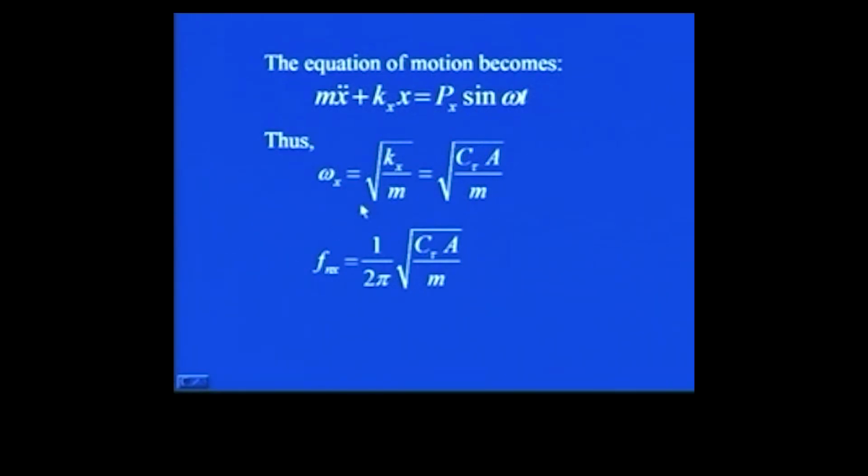And then exactly on similar lines, the equation of motion will become m x double dot plus Kx into x is equal to Px sin omega t, where omega x is equal to square root of Kx by m, and Kx we just saw can be represented by C tau into A. Then the natural frequency is 1 by 2 pi into omega x. Omega x you can substitute from this expression. So, f n x, that is natural frequency in pure sliding of a block foundation, will become 1 by 2 pi square root of C tau A by m.